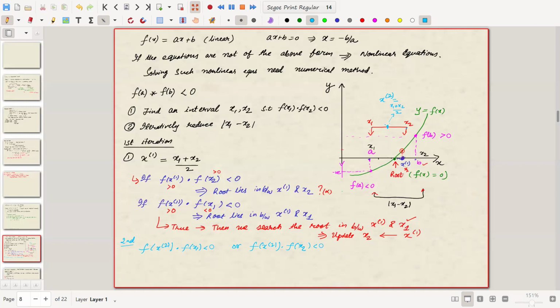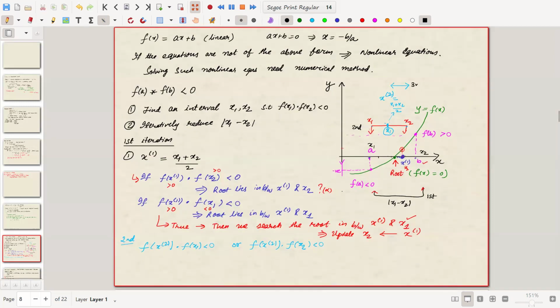So you can see now the interval is reducing. I would say that x1 will be updated. This one will be the new x1. So now the region of search is this. Can you see that this is the first iteration? The red one is the second iteration. The blue one is the third iteration.